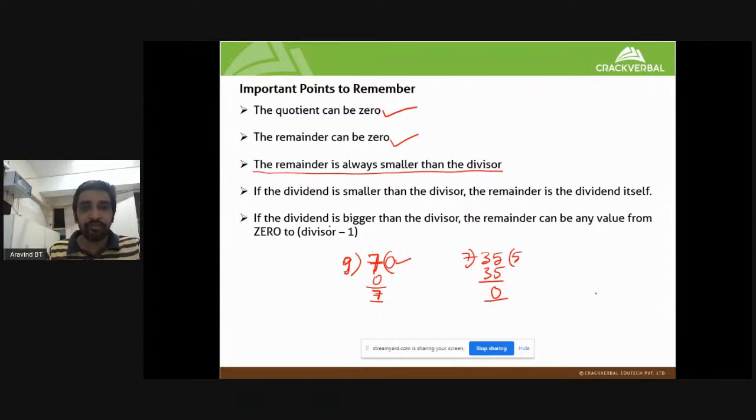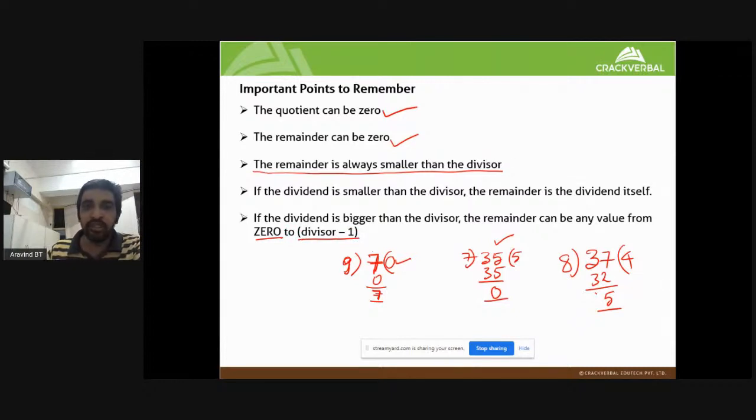However, if the dividend is bigger than the divisor, for example, I can say 37 divided by, let us say, 8. Clearly, the dividend is larger than 8. Now, 8 fours are 32, 5 is the remainder. So if the dividend is bigger than the divisor, you see that in this case also, 35 is bigger than 7. You saw that the remainder came out to be 0. So please understand that if the dividend is bigger than the divisor, the remainder can be any value starting from 0 to 1 less than the divisor.